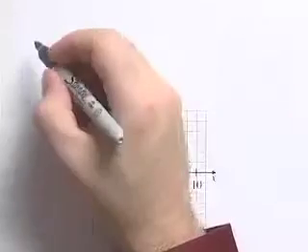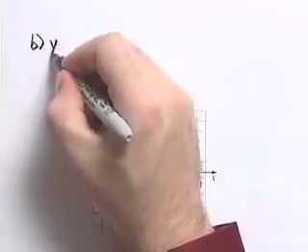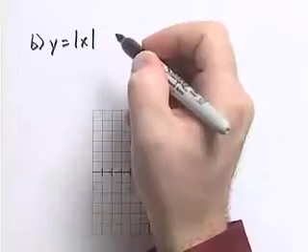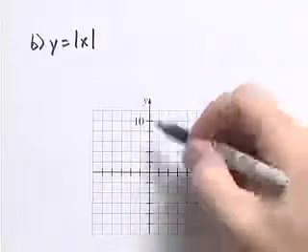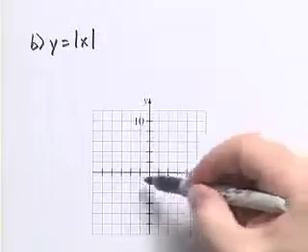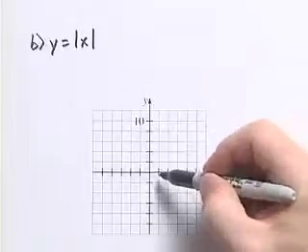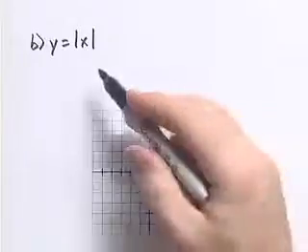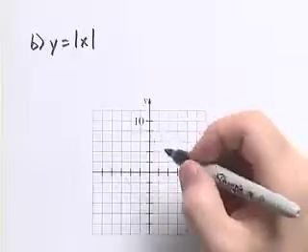Now let's graph the function in part B. In part B, our base function is going to be y equals the absolute value of x. So we're going to graph that base function here. Notice that we have the same scale on both the x and y axes. Our scale is going to be 2 units. To graph the absolute value of x, we're going to plot a couple of points.